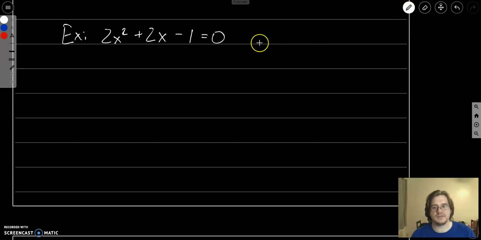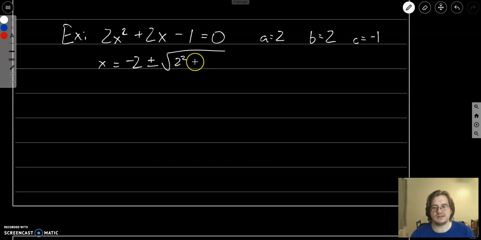Let's look at this guy. So here, again, our coefficient of our x squared term is 2. The coefficient of our x term is also 2. And now the coefficient of our third term is going to be negative 1. So let's apply our formula. x will be equal to negative 2 plus or minus the square root of 2 squared minus 4 times a times c, all over 2 times a.